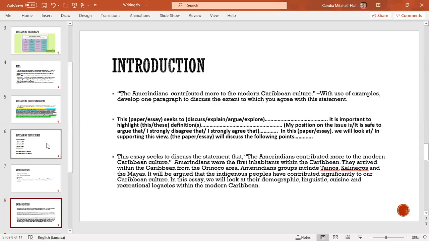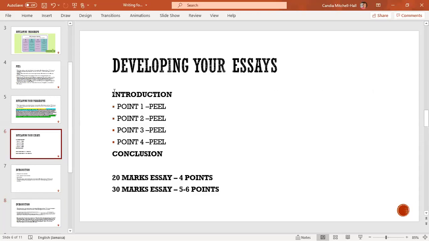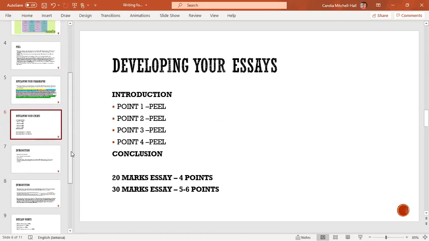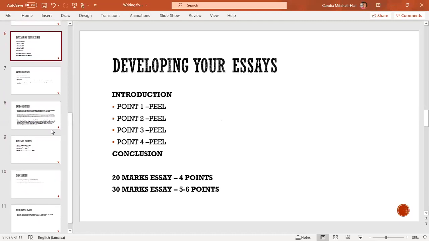Now, go back to this. So 1, you have your introduction. Then after your introduction, you peel demographic. After that, you peel linguistics. After that, you peel, what do you call it now? Recreational activities. And what's the next one? Cuisine. Yes, the cuisine. And then you peel the cuisine. Always remember to peel. And then you finish your essay with your conclusion. Always finish with your conclusion.